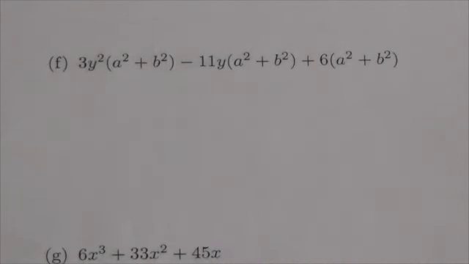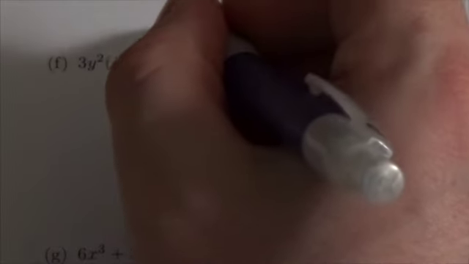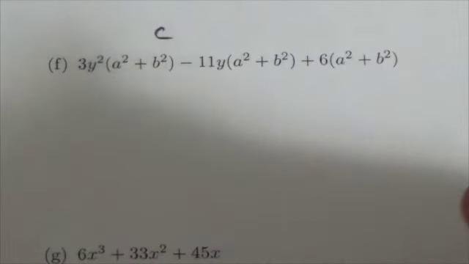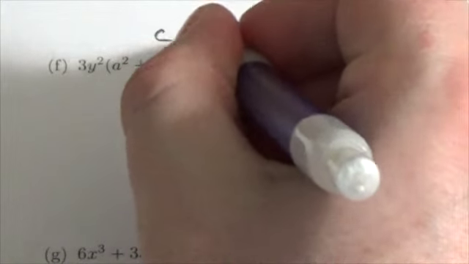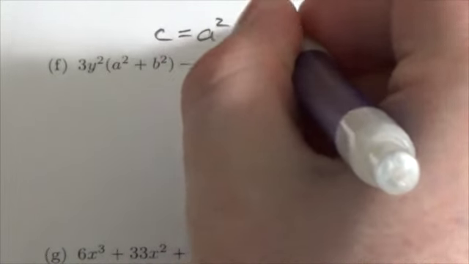Now, look at what you're seeing a lot of. I'm seeing this in brackets here, or in parentheses, a squared plus b squared. A squared plus b squared, a squared plus b squared. Now, I don't know what a is. I don't know what b is. So put that together, I don't know what a squared plus b squared is. I have no idea. So I'm just going to introduce another variable. Let's just call it c. And I'm going to call that a squared plus b squared.